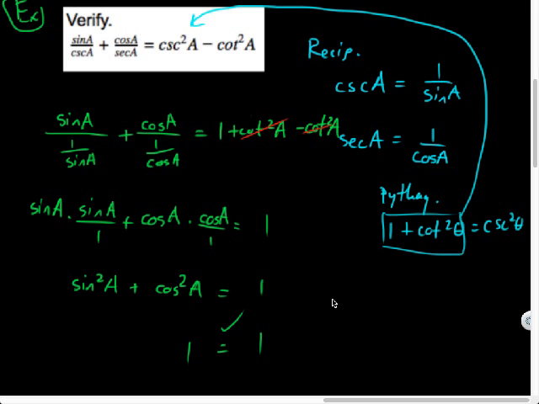Best of luck doing this stuff on tonight's quest. It's going to be a bit of tweaking and rearranging to see what you can do. Writing everything in terms of sine and cosine is not always helpful, but it might be. And keep an eye out for those squares. Usually it suggests that a Pythagorean identity is hiding somewhere in its midst.